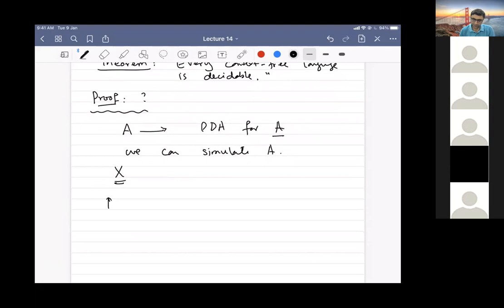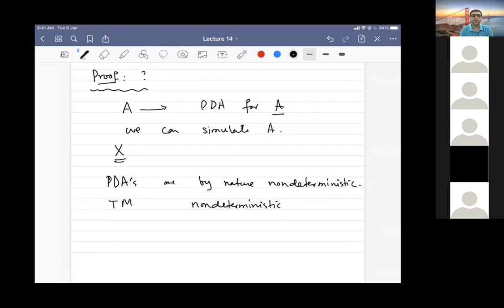So the problem is that PDAs are by nature non-deterministic. Right? So once you have a PDA for some context-free language, since PDAs are non-deterministic by nature, if you convert that PDA into a Turing machine M, that Turing machine would be non-deterministic. That's fine. We know there's a result that every non-deterministic Turing machine has an equivalent deterministic one. That's perfectly fine. But the problem is that whenever we have a non-deterministic Turing machine, the computation is a little bit different than in a deterministic Turing machine. It just starts at the starting point and then it goes into different branches.